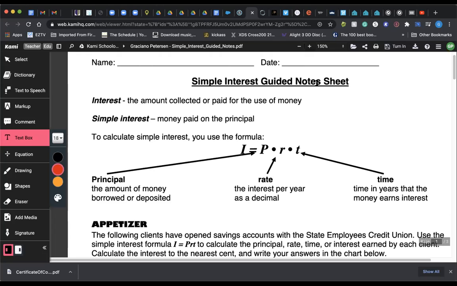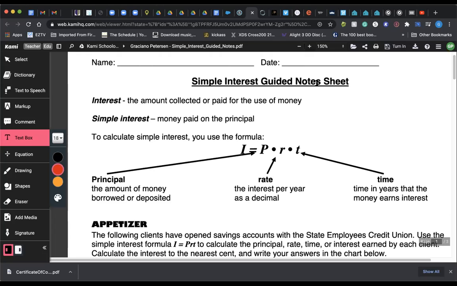So when we look at this simple interest formula, I, which stands for interest, is equal to P, principal, times R, rate, times T, time, that time is always in years. We always calculate that time in years. So if we're not given years, we have to convert it to years, right?